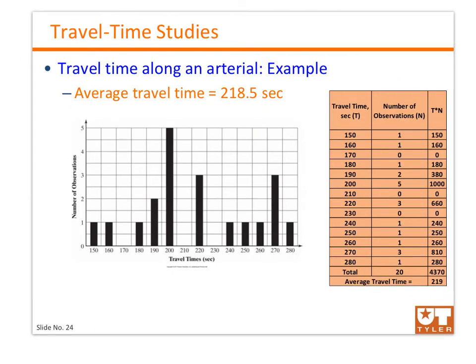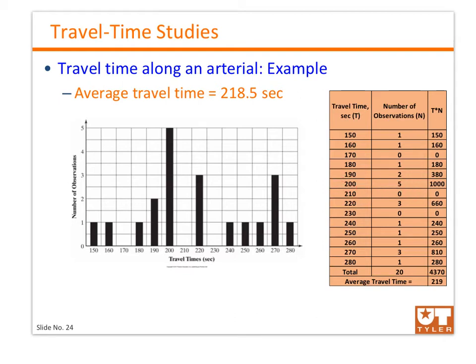Here is another example of travel time along an arterial. As you can tell, we have the table of observations versus a graphical illustration of this travel time along this arterial. For example, let's take a look at the table. You can see the travel time versus the number of observations. For example, we saw 150 seconds observed for one section, while 200 seconds was observed for 5 sections.